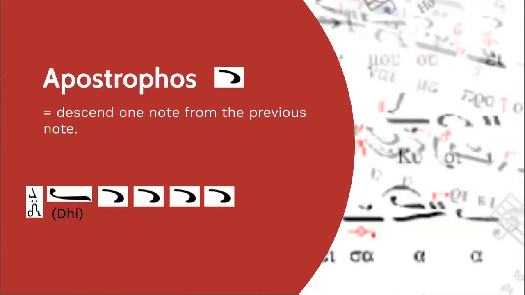Finally, let me introduce our last symbol for today, the apostrophos, which indicates that we should descend one note. The term apostrophos means to turn back, and that's more or less what we are doing. We're turning back from the previous note, descending one note. To give an example, if we were on the note di, and the next symbol were an apostrophos, then we would descend to ga, and so forth. Di, ga, vu, pa, ni.